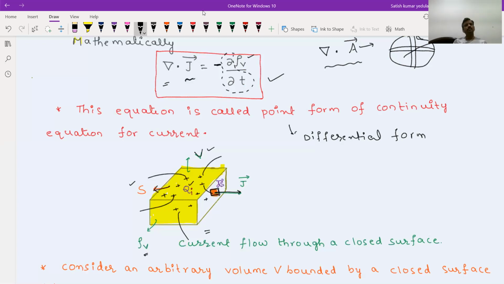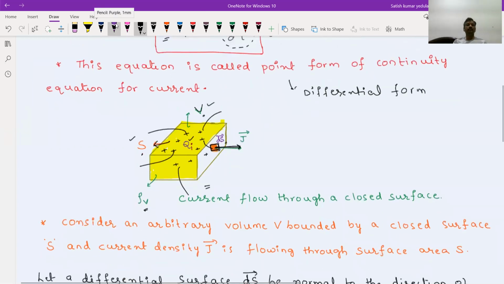Rho v is the volume charge density, V is the volume, S is the surface area, Qi is the initial charge, and ds is a small differential surface through which the charges are coming out. And this J is always normal to that differential surface. So that's what is initially considered.